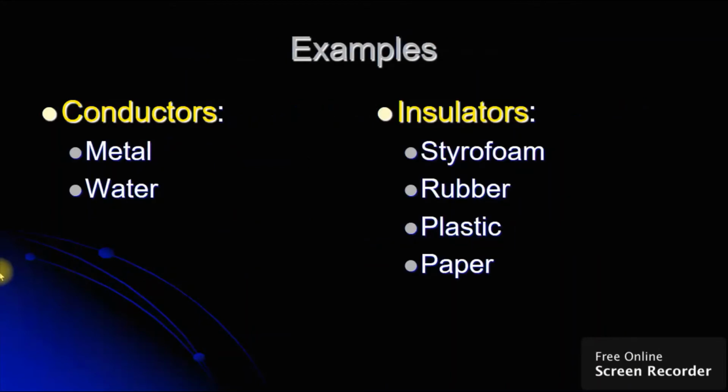Examples: metal, water. Ordinary water, like what comes out of your tap, is a very good conductor. Examples of insulators: styrofoam, rubber, plastic, paper. Yep, all good stuff. Wood.